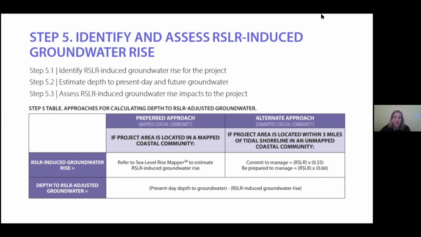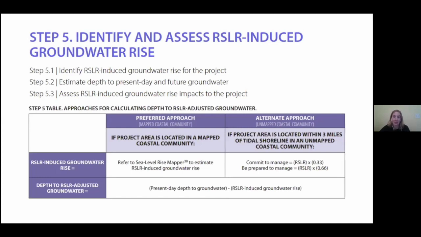So step 5 takes you through how to identify relative sea level rise induced groundwater rise, RSLR induced groundwater rise, and then it helps you to estimate depth to present day groundwater and to future groundwater, which is also referred to as RSLR adjusted groundwater. And finally, it helps you to assess the groundwater rise impacts to your project. So the step 5 table can be referenced to help you calculate your depth to RSLR adjusted groundwater.